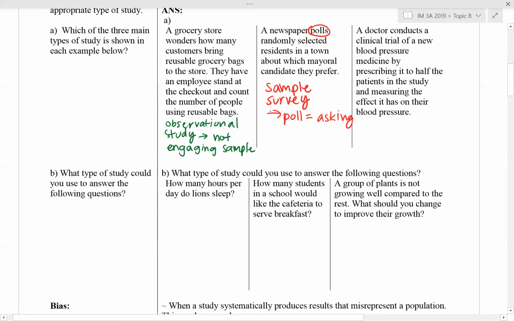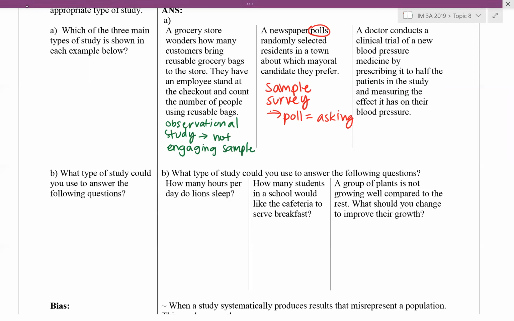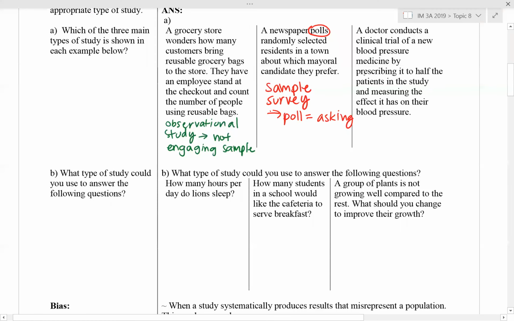Then finally, a doctor conducts a clinical trial of a new blood pressure medicine by prescribing it to half of the patients in the study and measuring the effects it has on their blood pressure. So they're prescribing it to just half of the patients. That means that we are conducting an experiment, because we have divided the sample into 2 groups and given them different treatments. So one gets this medicine, and it's implied that the other gets a placebo.